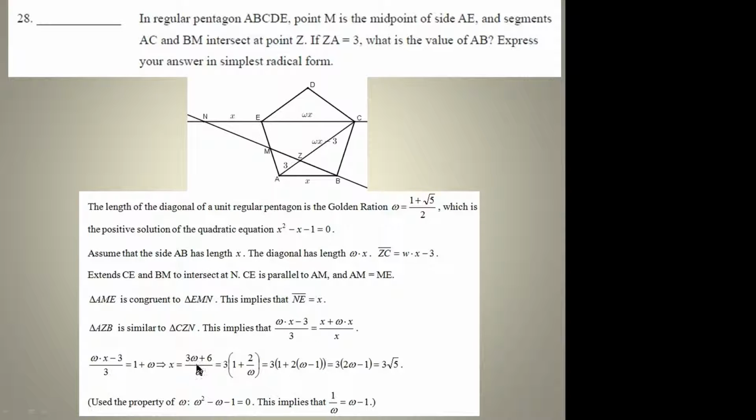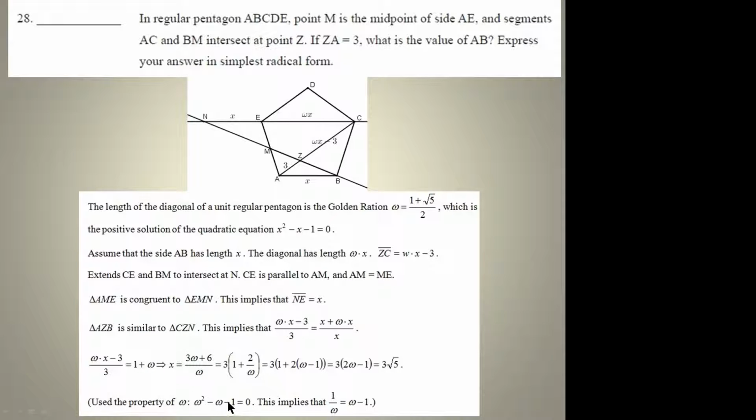3 omega, factor 3 out, okay, then this omega plus 2 omega. Omega over omega is 1, 2 over omega, okay, then 1 plus 2 over omega. What is 2 over omega? In order to simplify this, I look at here.